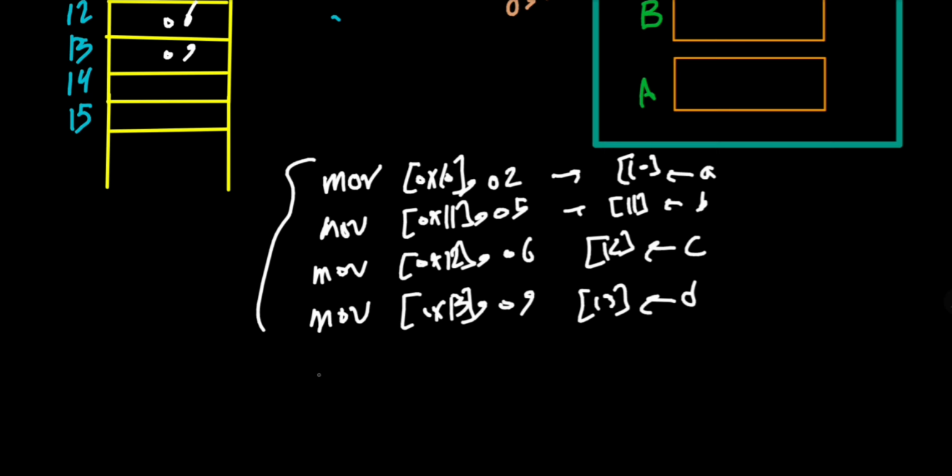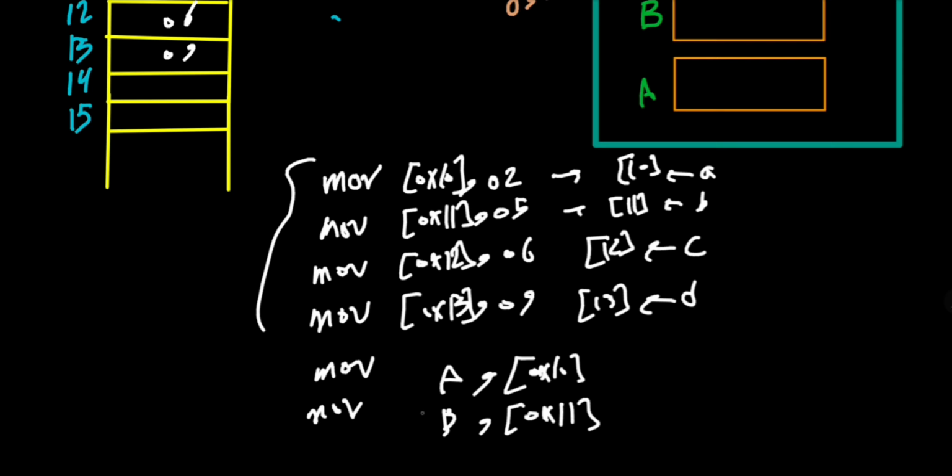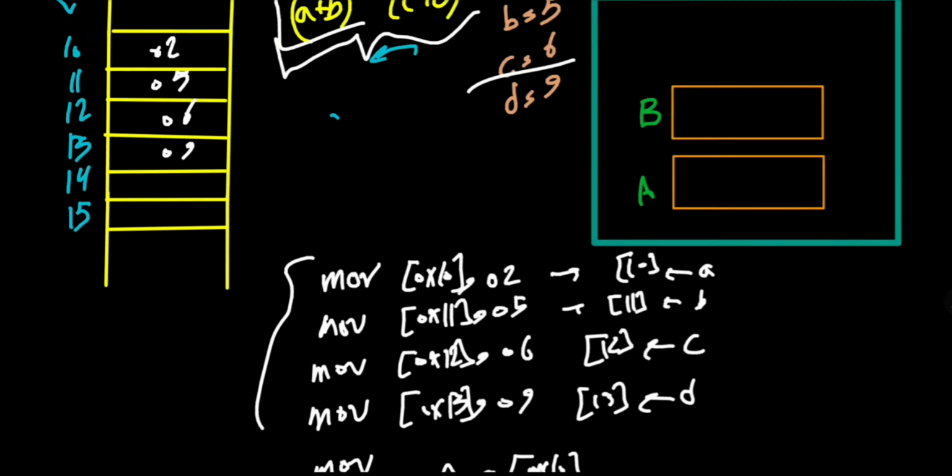So first, I say move the value in the 10 memory cell inside the A register, and then move the value of the 11 memory cell inside the B register. The execution of these two would cause the contents of 02 to be inside the A register and 05 to be in the B register.